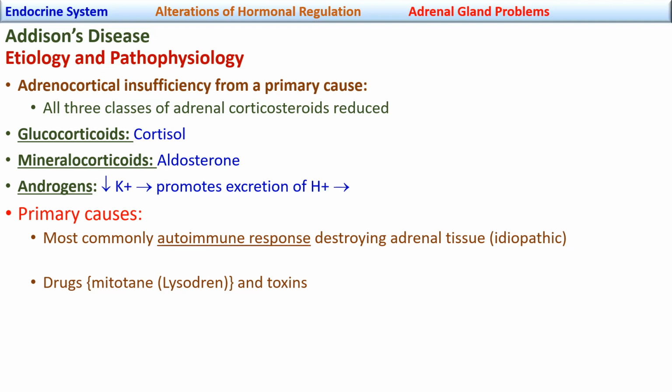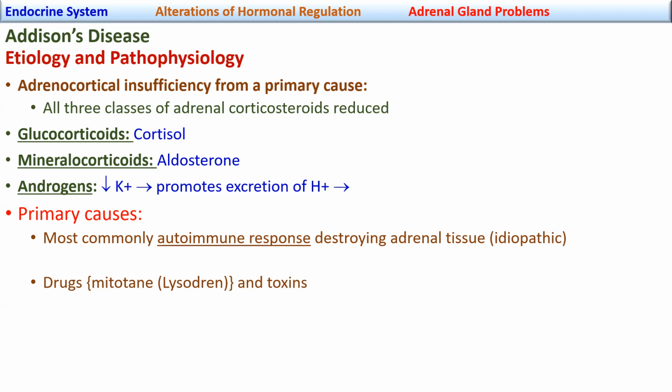Addison's disease, the most common cause is an autoimmune response, in which there is a destruction of the adrenal glands, which are responsible for the production of these hormones, mainly cortisol. So in other words, it's idiopathic, or another, we can say, autoimmune disease or response.